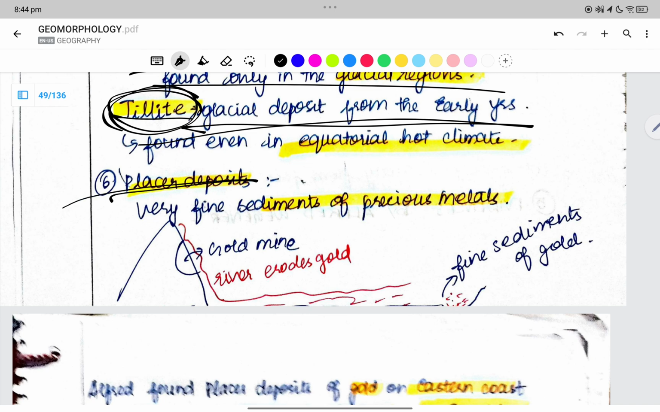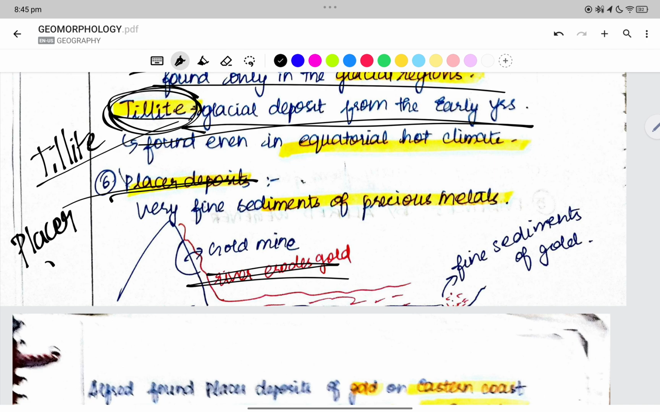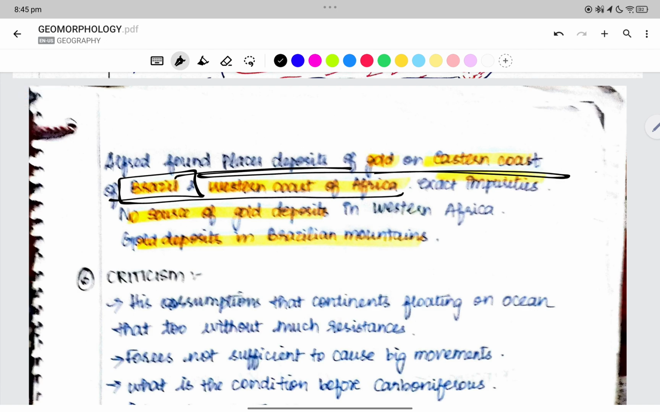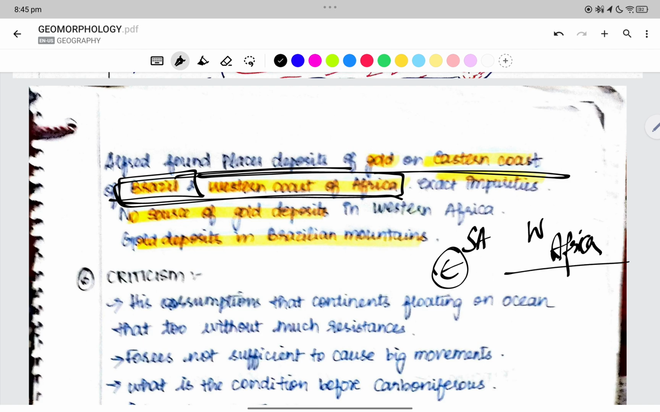And placer deposits are the gold sediments. So tillite is a glacier deposit, and placer deposits are the gold sediments. Alfred Wegener found the placer deposits of gold on the eastern coast of Brazil and the west coast of Africa. Brazil is in South America, so the east of Brazil and the west of Africa. Exact impurities.